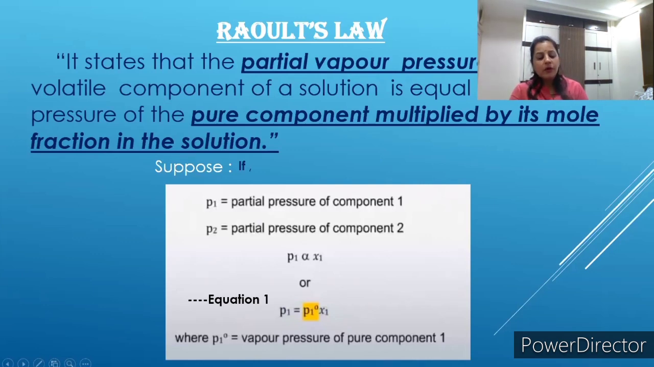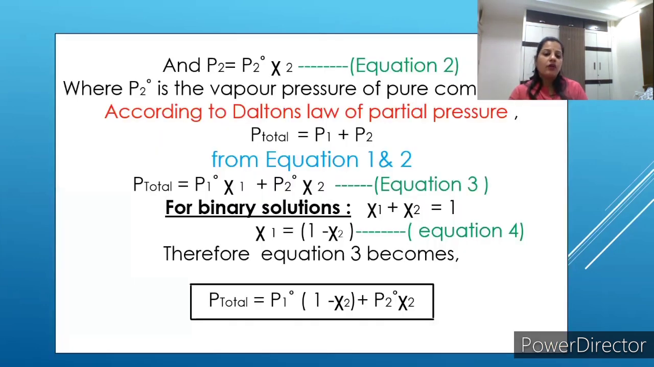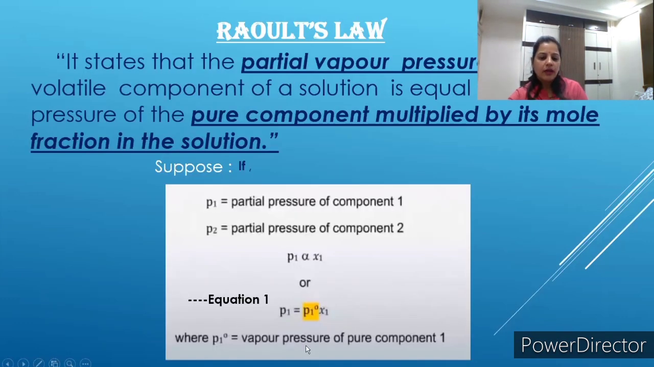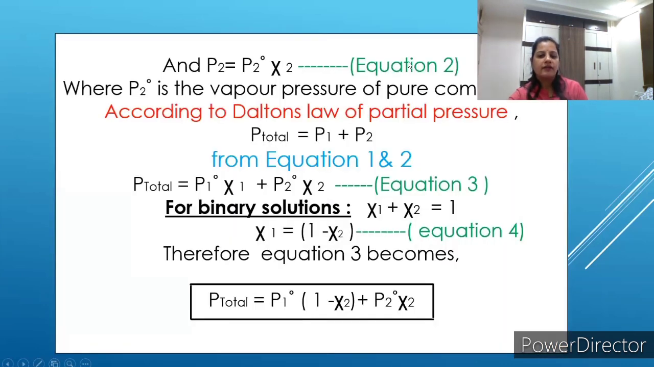Now, this is for component 1. Similarly, for component 2, if P2 is the partial pressure, then P2 will be equal to P2 naught, where again P2 naught is the vapor pressure of the pure component 2, into its mole fraction x2. Okay, let us call this equation 1 and this equation 2. So, according to Dalton's law, the total pressure over the solution will be the sum of all the partial pressures of all the components present in the solution.